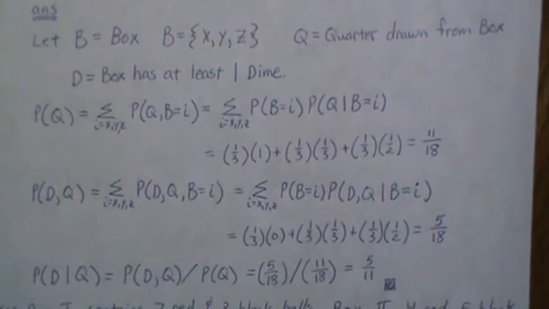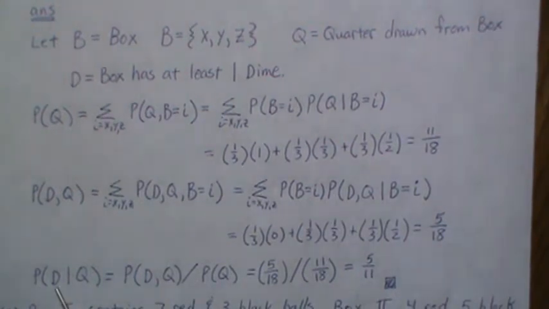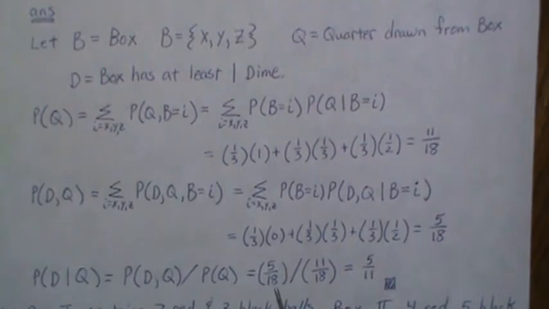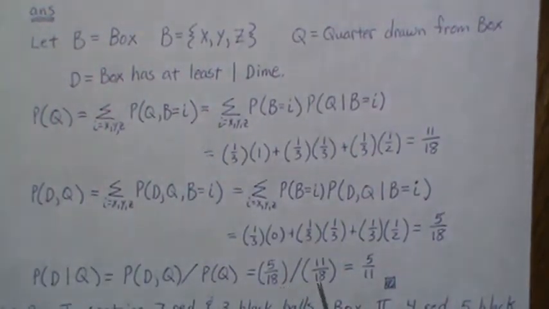Now the probability that we wanted was the probability that the box has at least 1 dime given that we randomly draw a quarter from that box. And this is the intersection of the two divided by the probability of Q. And we just calculated these probabilities, and then that equals 5/11.